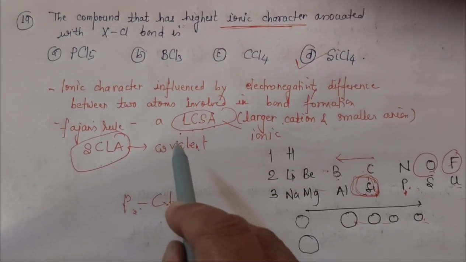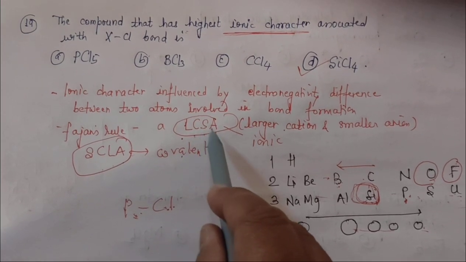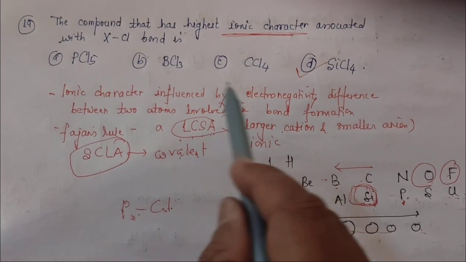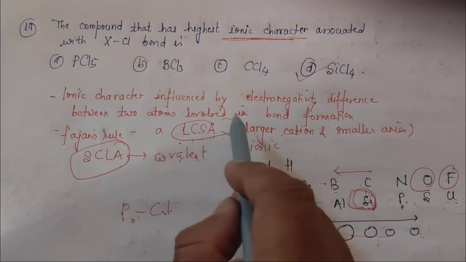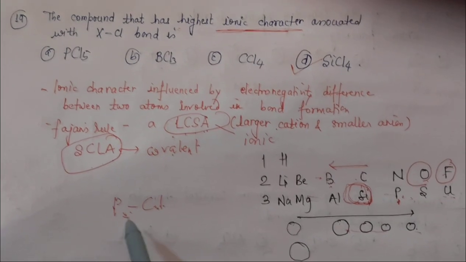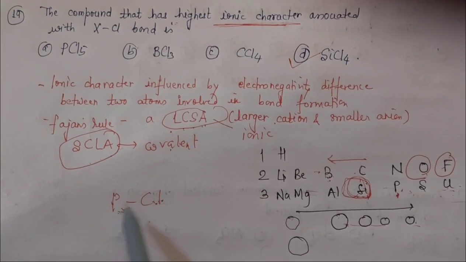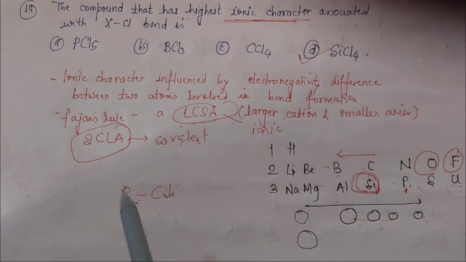Now, this is exactly opposite. The larger the size of the cation and the smaller the size of the anion, it will prefer ionic character. Now, the ionic character is influenced by electronegativity difference. So if there is a bond, say for example P and Cl, the electronegativity difference also plays an important role in establishing the ionic bond.